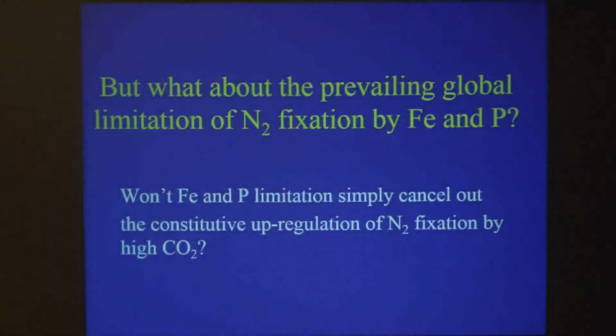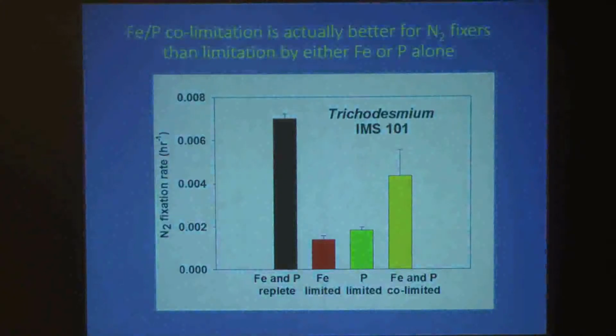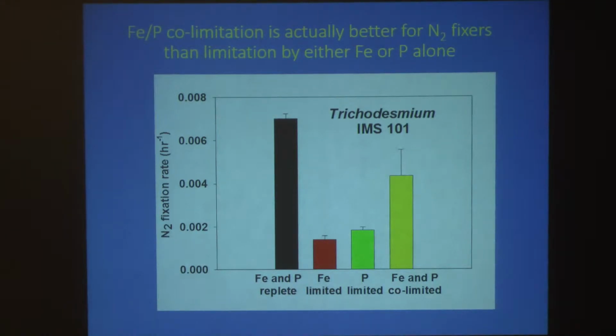Here's the nitrogen fixation rates of replete cultures, plenty of iron and phosphorus. Iron limit them, those get low, right? Here's the phosphorus limited ones. Of course, they're much lower. But look what happens when you limit them for iron and phosphorus. They can't recover all the way up to the replete ones, but they can grow much faster than cells that are grown with either iron or phosphorus alone limiting them. So co-limitation appears to be an advantage. If you're going to be limited, you might as well be limited for two things.